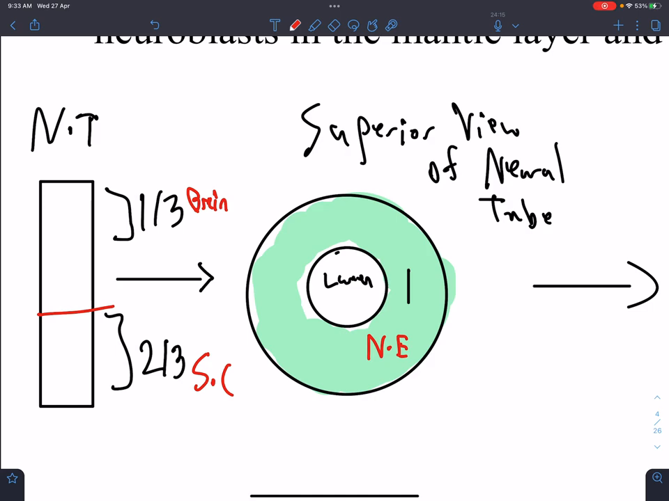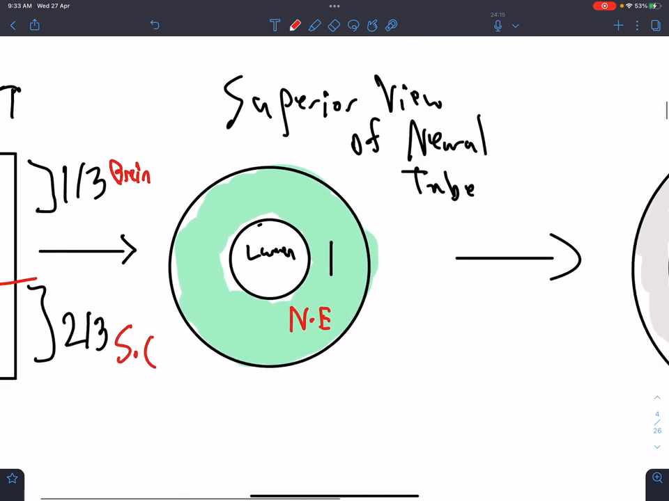So this is what it looks like superiorly. You will see that it has a lumen, and I want you to believe me when I say that the lumen of the neural tube will eventually become the central canal of the spinal cord, which we've seen previously, and it will consist of just one layer. This one layer is called the neuroepithelial layer, or another name is the inner ventricular zone. Initially it's going to be composed of one layer, and this one layer consists of neuroepithelial cells.